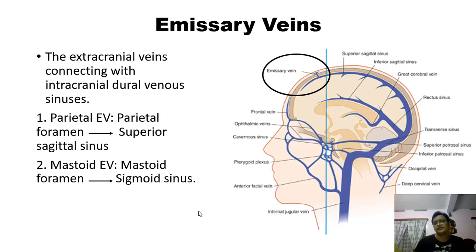Now coming to the emissary vein. The meaning of emissary vein means that connecting intracranial dural venous sinus with extracranial veins. So as in this diagram you can see this emissary vein is getting connected with dural venous sinuses. So there are basically two types, that is parietal emissary vein and mastoid emissary vein. This parietal emissary vein goes through this parietal foramen to superior sagittal sinus, this region. The mastoid emissary vein goes into the mastoid foramen somewhat here below the ear, mastoid foramen, and that connects to sigmoid sinus.